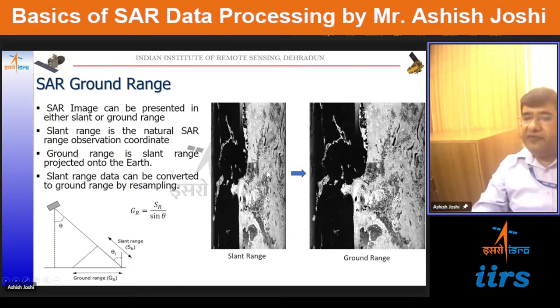So in the image, if we know the look angle or incident angle, then we can convert that data from the slant range to the ground range. So with the help of theta, the look angle, we can convert the slant range image to the ground range image with pixels of square size.